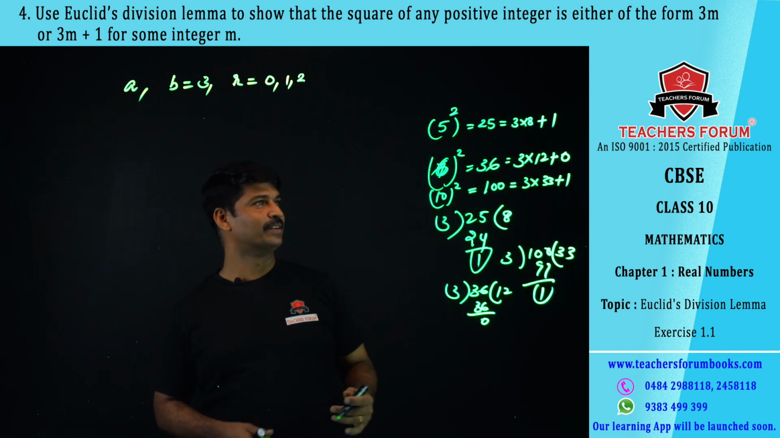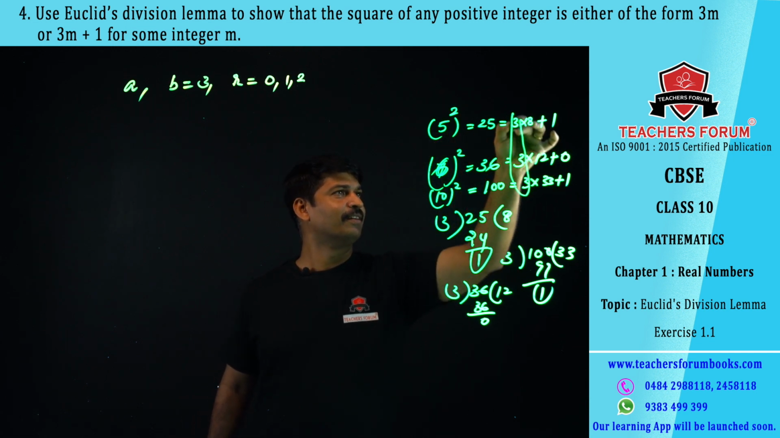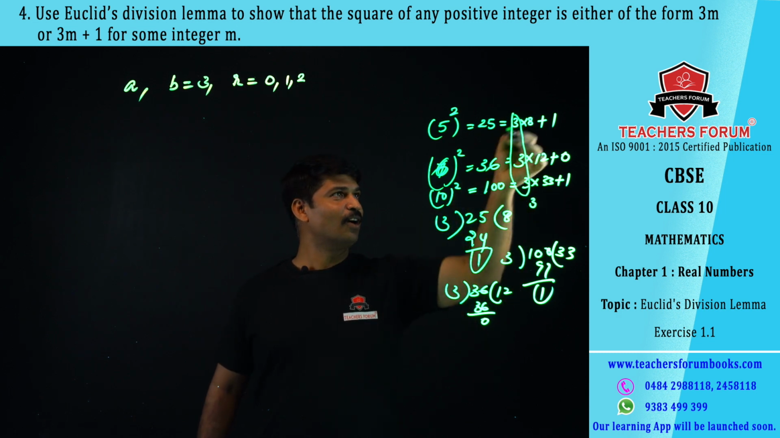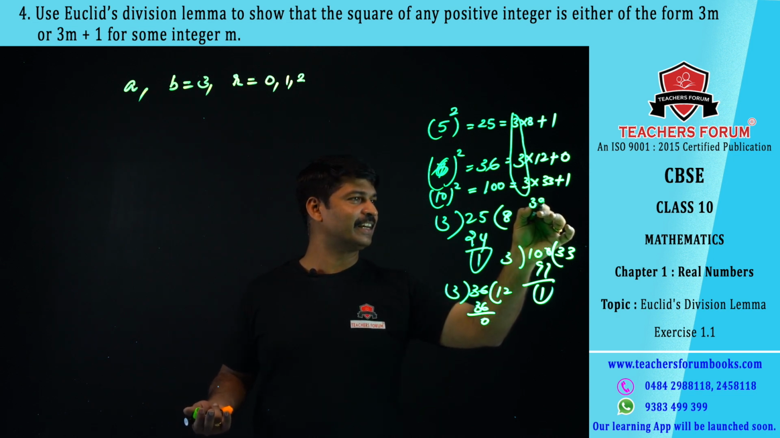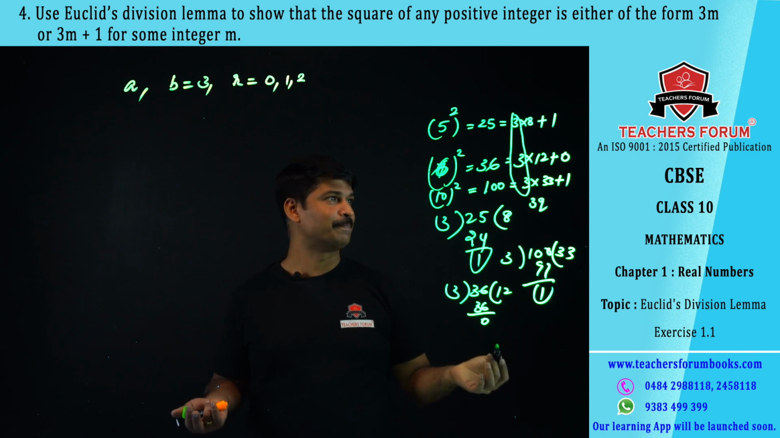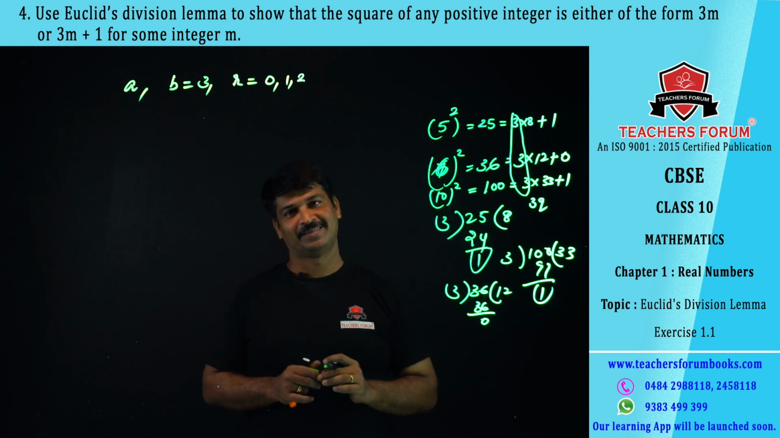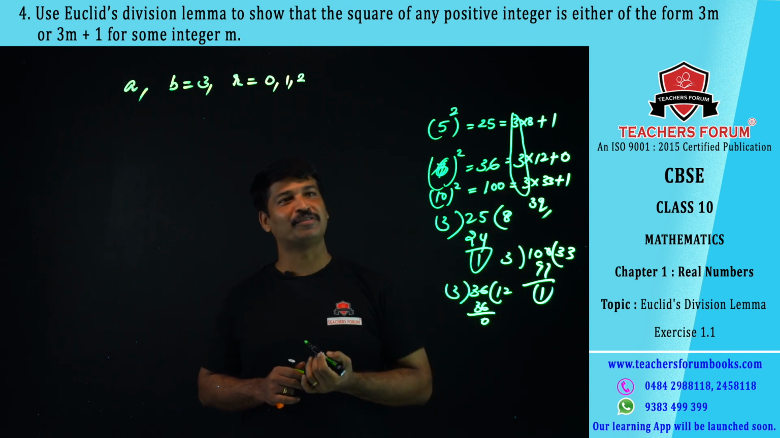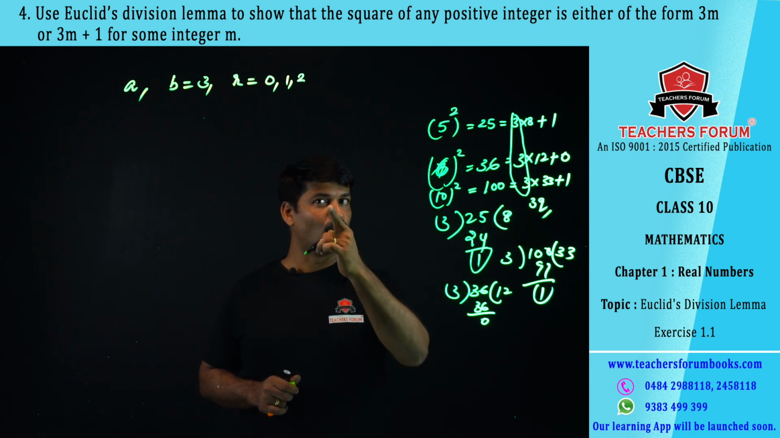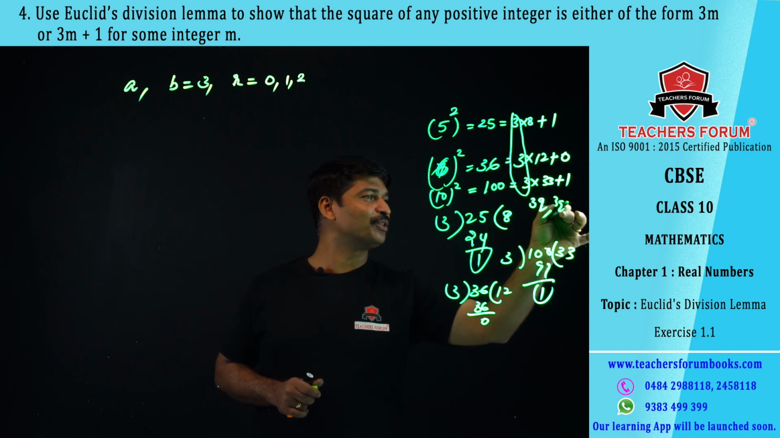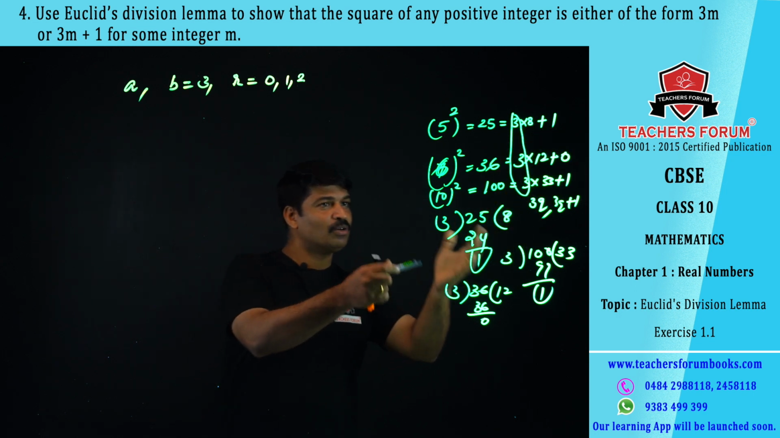So, from this what do you conclude? 3 is common. If you take the square of any positive integer, 3 is common everywhere. Now, what are 8, 12 and 33? They are some integer, any integer. So, let us write it as 3q or 3m, whatever it may be. Now, what is the remainder? Remainder will be always 0 or 1. So, the square of any positive integer is of the form 3q or 3q plus 1. The remainder will be always either 0 or 1. So, that is what we are going to show here.